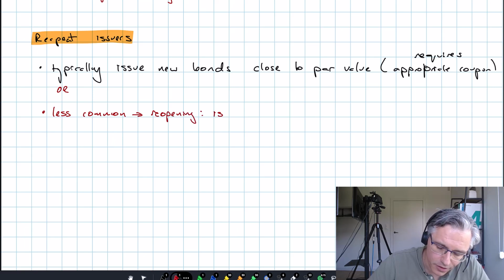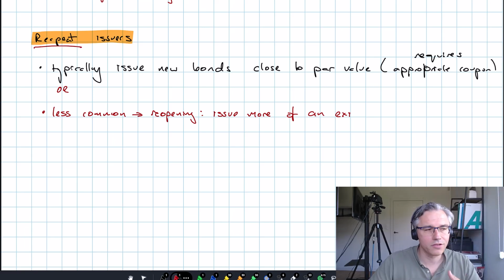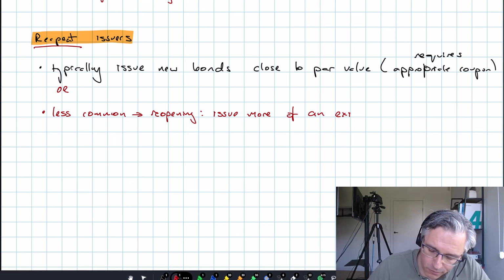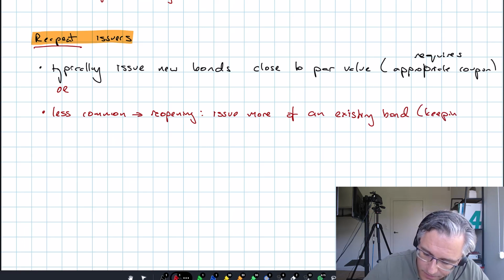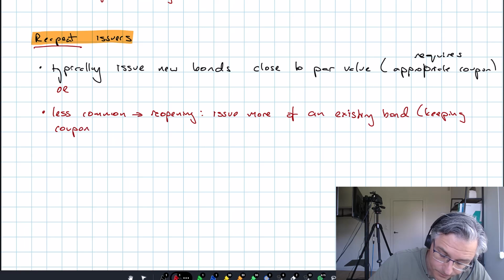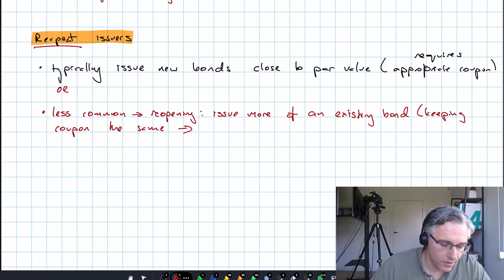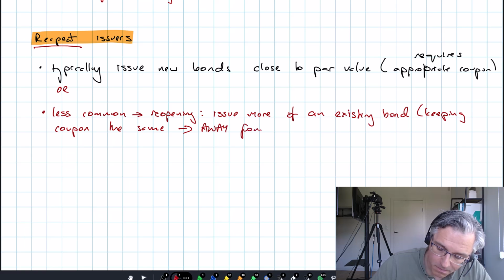In a reopening, you issue more of an existing bond. Now remember, this is in the context of coming back to the market, wanting to borrow fresh money or more money. You reopen and you issue more of an existing bond, keeping all the parameters, including the coupon, the same as previously. And that will cause potentially the issue to be away from par.